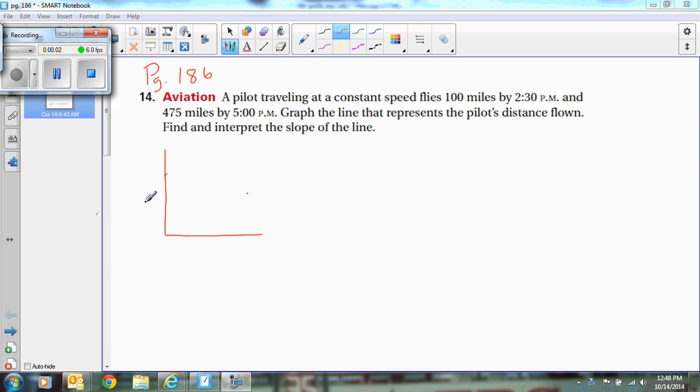Hello, Pre-AP Geometry students. This is some homework help on your page 186 assignment. I pulled some problems I thought you might need some help with.